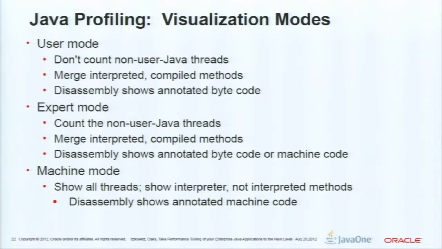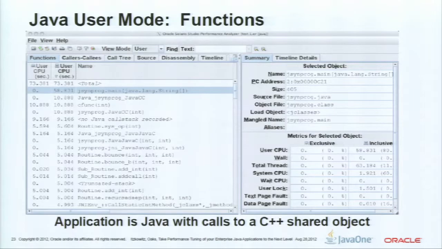We also have machine mode, which will show all threads. It will show the interpreter, not the methods being interpreted, although when you're executing hotspot compiled methods, you will see those methods. And the disassembly will always show annotated machine code.